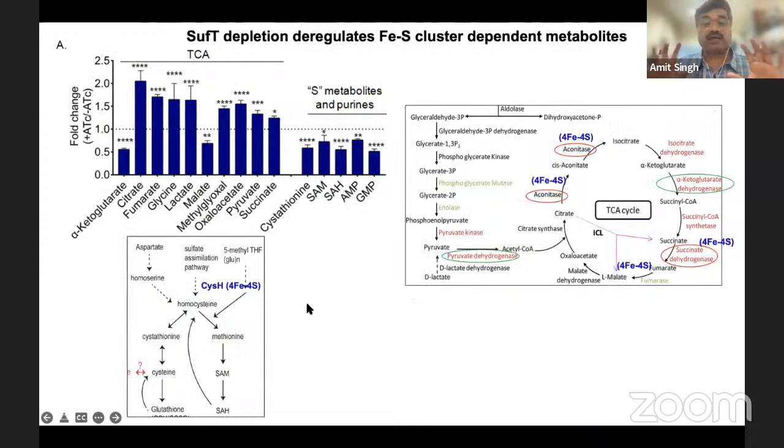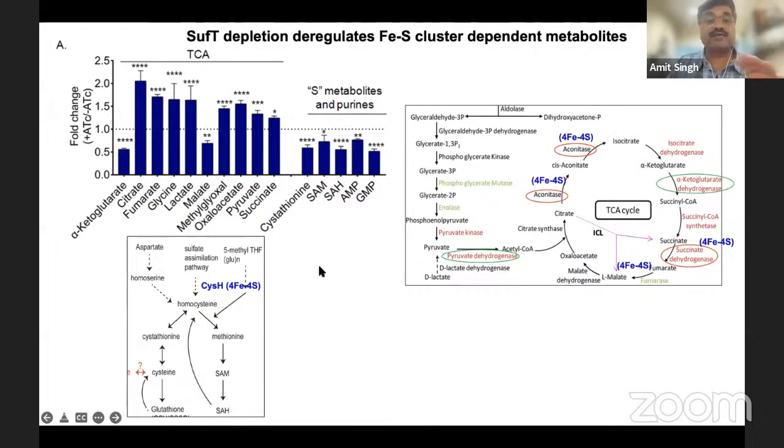We moved on because aconitase is a major enzyme that regulates the TCA cycle. And not only aconitase, there are several iron sulfur cluster containing enzymes that are key to metabolism. For example, pyruvate dehydrogenase, whose activity is dependent on lipoic acid. Lipoic acid comes from lipoic synthase enzyme, which is an iron sulfur cluster protein. So if the SUF system is responsible for making the iron sulfur cluster of lipoic synthase, then you would see a defect in pyruvate dehydrogenase. Similarly, you will see a defect in succinate dehydrogenase, which is a 4Fe-4S cluster containing enzyme.